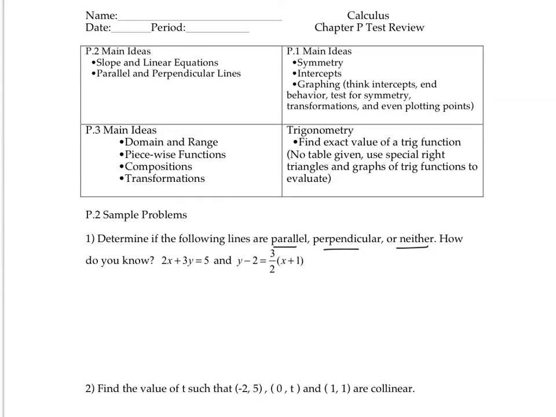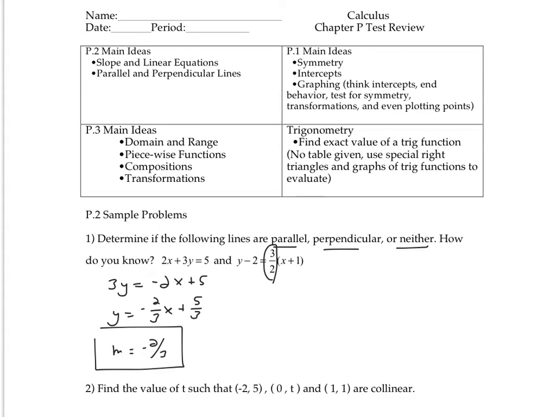So in that first equation, we're going to rewrite it first as 3y equals negative 2x plus 5, and then divide everything by 3, and we get y equals negative 2/3 x plus 5/3. So that gives us a slope of negative 2/3 for this line. In the second case, our equation is written in point slope form, and this number right here, 3/2, is our slope.